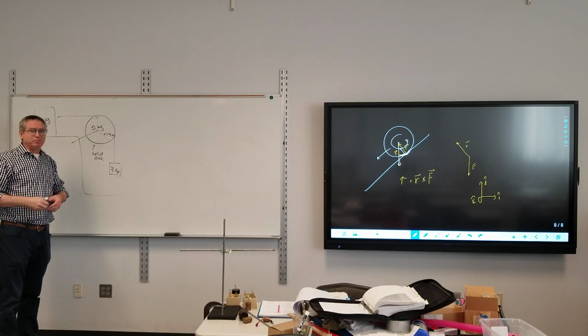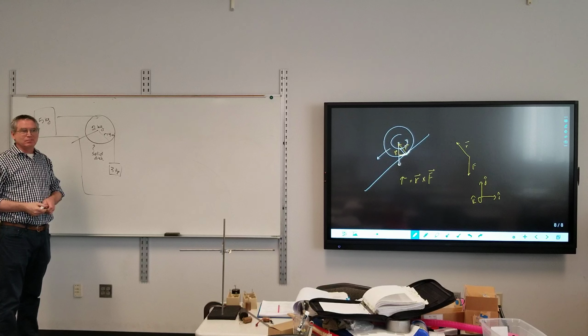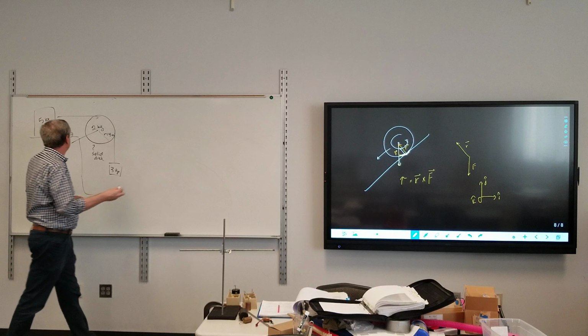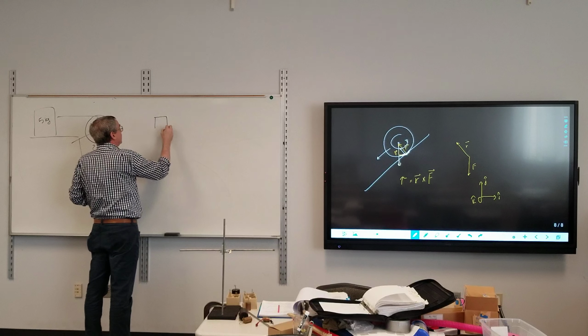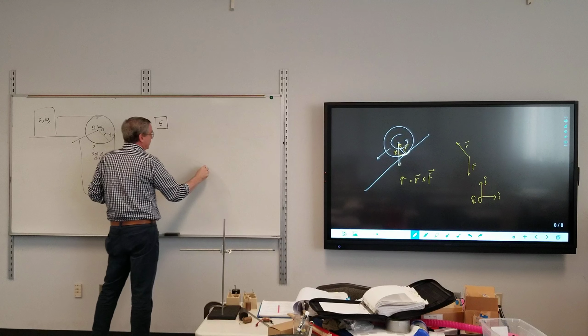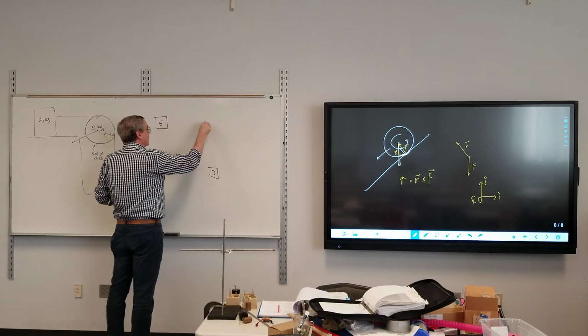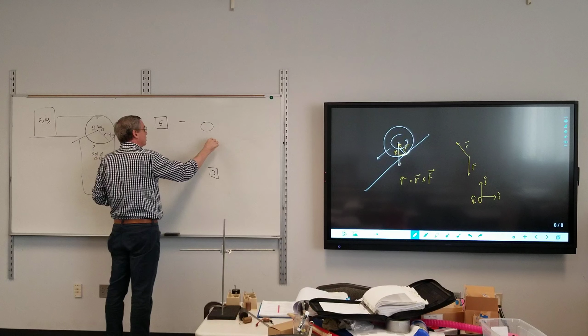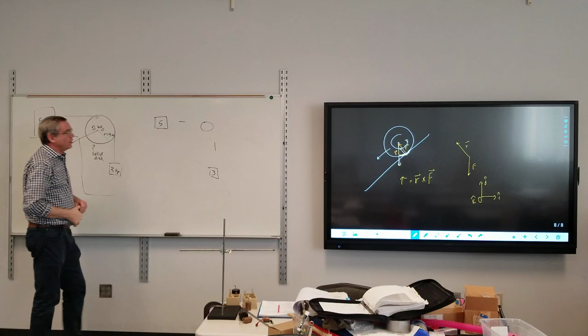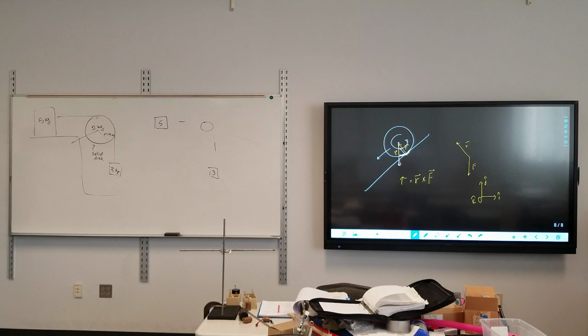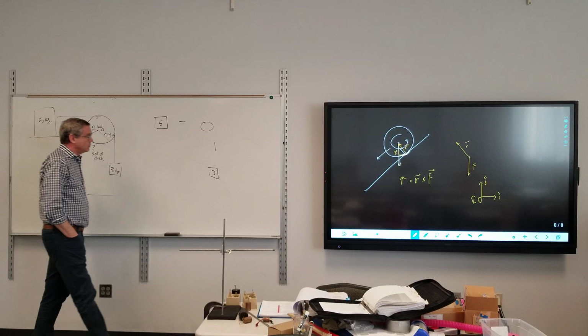What's the first step? Force diagram. Yes. So I got 5, I got 3, I got a pulley, I got a rope. Because we are dealing with friction between the pulley and the rope, we are going to treat it like 2 different ropes.